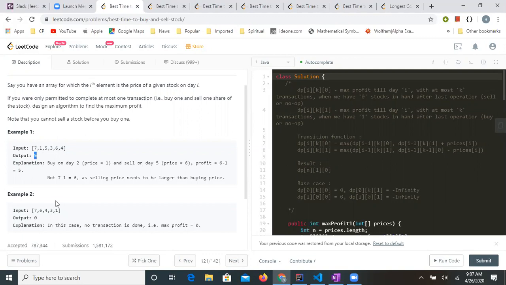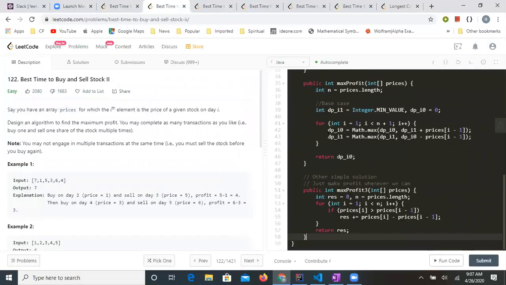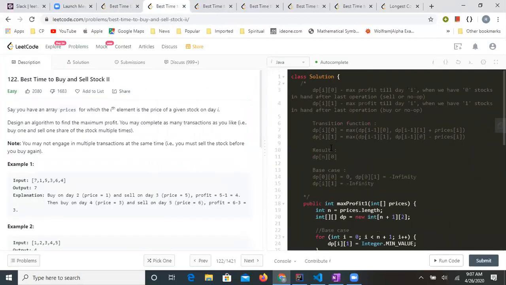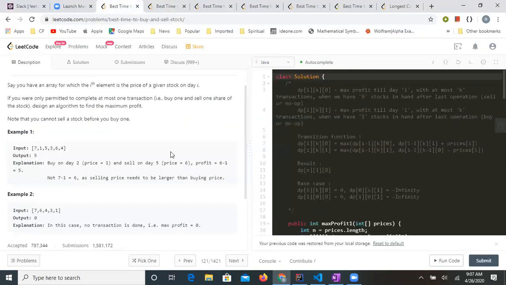I will draw a graph anyway, so we'll explain it. And if the price is decreasing, for example, then you would choose not to do any transaction. So in that case, the maximum profit will be 0. Also, just to give you a glimpse ahead, you will have access to all these approaches and solutions, so don't worry about it. There are so many approaches I may have here. I will share them anyway. Just try to understand and then we'll see.